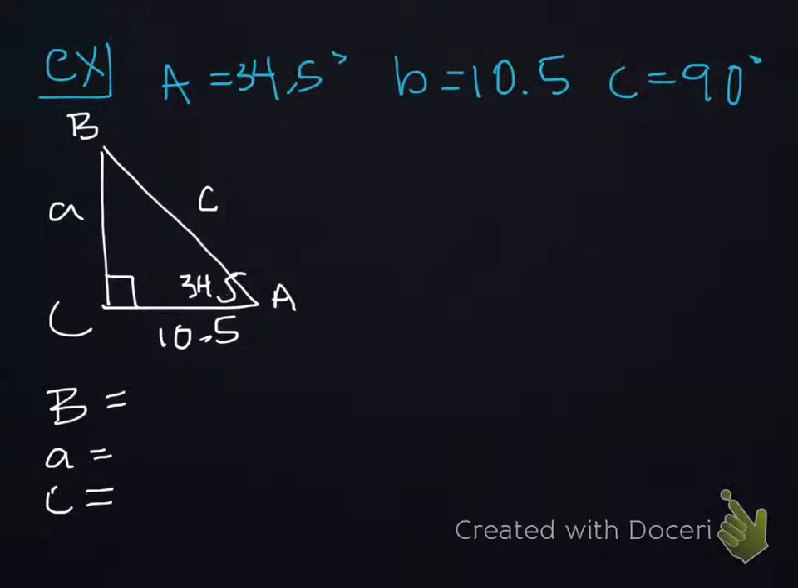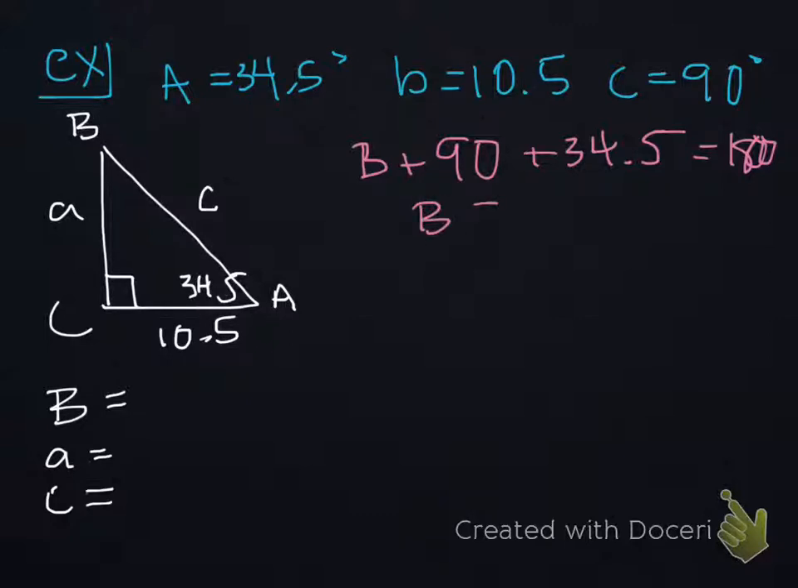So easiest thing to calculate is angle B. So we know that there's 180 degrees in a triangle, so we're going to figure that out first. So we can say angle B plus 90 degrees plus 34.5 equals 180. So when I add this up and subtract from 180, I get that angle B is equal to 55.5 degrees. So I found one measurement already.